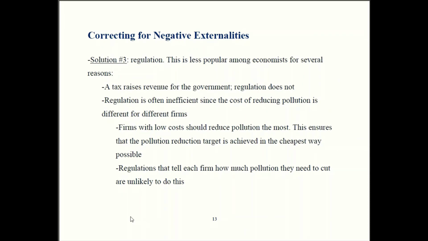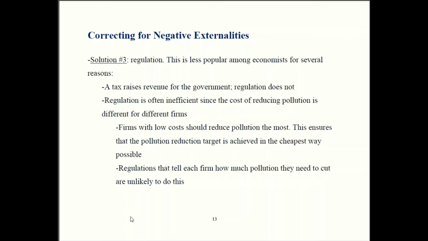Now what's the best way to meet that target? So the firms with the lowest costs should be doing the most pollution reduction because it's cheapest for them. The firms that have the higher cost should be reducing pollution by a smaller amount because it's not quite as easy for them to do it.